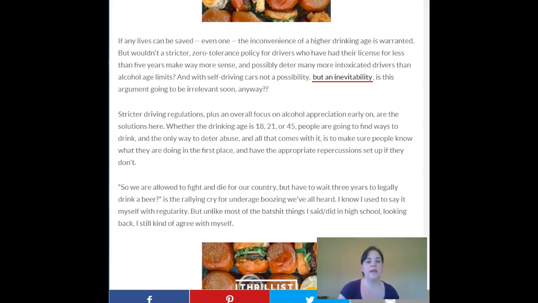So the last thing we should look at in the CRAP test is point of view. What does the author think of the topic? That's the first question we should ask ourselves when considering point of view. Pause the video, come up with an answer, and resume when you're ready. Well, we already looked at the introduction and conclusion and decided that the author started off believing the drinking age should be lowered to 18, but ended up realizing that the drinking age itself is sort of irrelevant to the bigger problem, and that the bigger problem is that people will drink regardless of their legal drinking age. He thinks that stricter driving regulations plus an overall focus on alcohol appreciation early on are needed. And he states that right here in his conclusion.